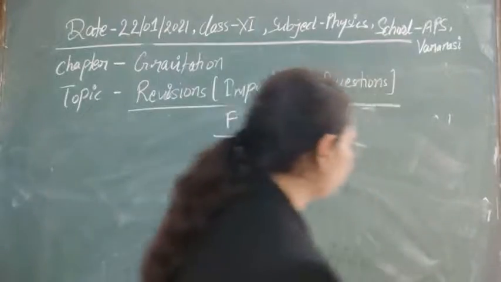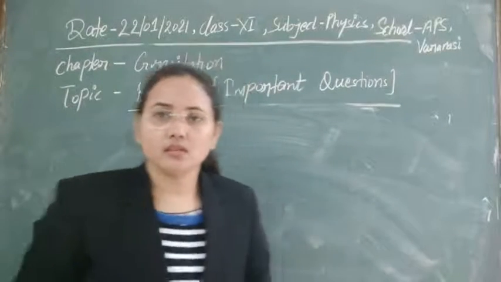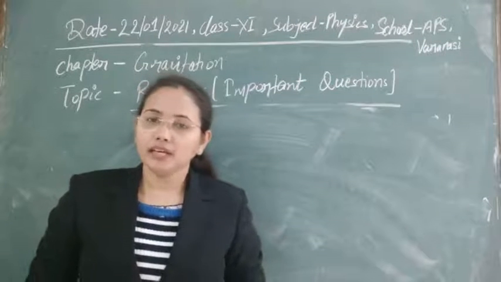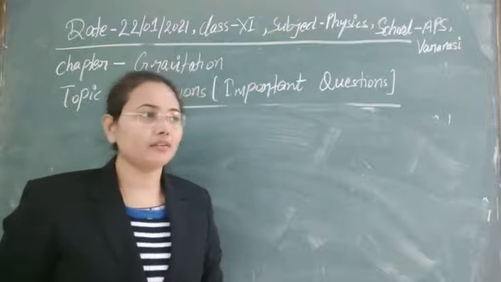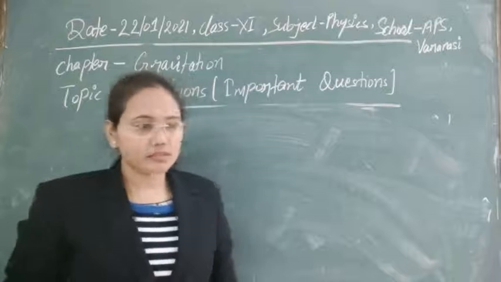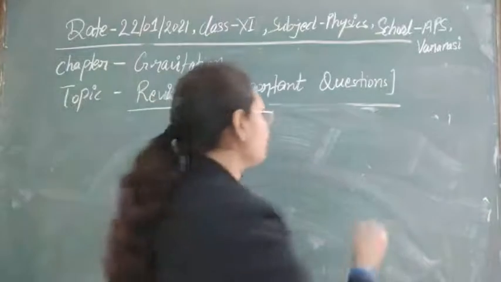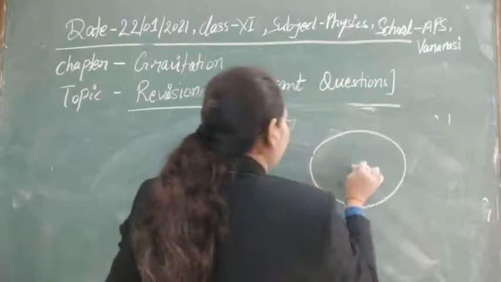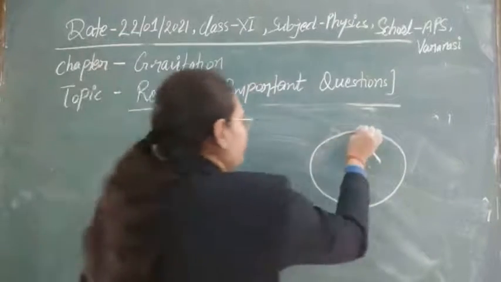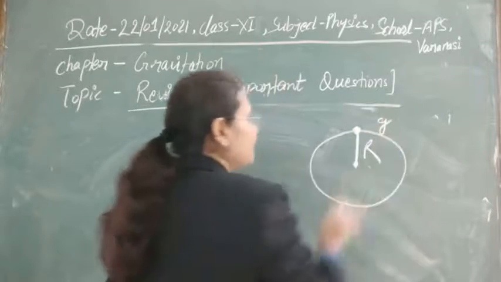So let's see that first. The first effect is what will be the effect on gravity if we change altitude, that is, if we go upward with respect to the surface of the earth. Suppose this is our earth, and here capital R is the radius of the earth. Now any mass here feels the acceleration due to gravity, that is g.